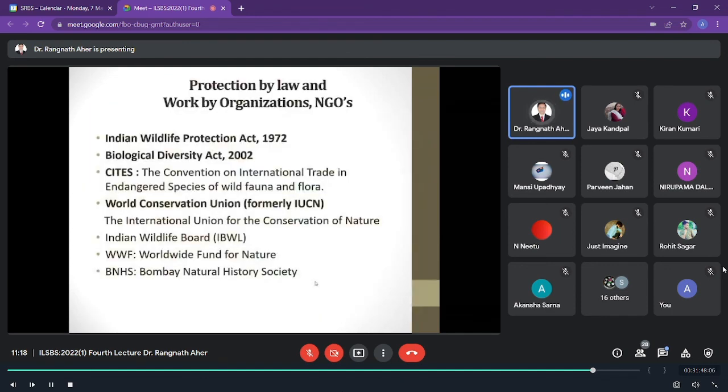The next point is how biodiversity conservation is possible: protection by law. Various types of laws, and some NGOs, non-government organizations, play a very important role in the protection of biodiversity. These include the Indian Wildlife Protection Act 1972, the Biological Diversity Act 2002, CITES, the World Conservation Union, the Indian Wildlife Board, the Worldwide Fund for Nature, and the Bombay Natural History Society. These are some organizations, NGOs, and laws which take a very important role in biodiversity conservation.